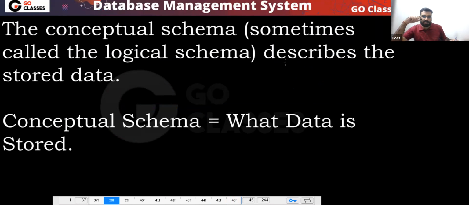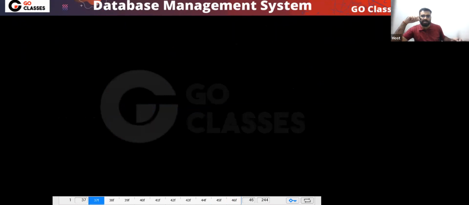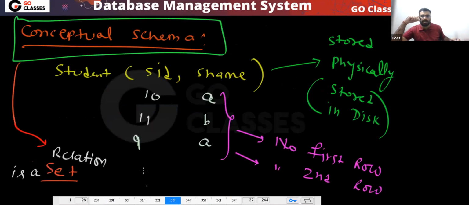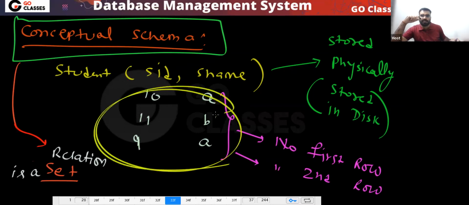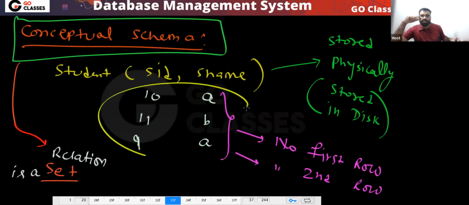Arnab is saying in the conceptual schema we are storing instances. No, conceptual schema is basically telling you what data types you are storing. Arnab, think logically. All these concepts, think logically. Conceptual schema will tell you what data you are storing. And this will keep changing. It is not a fixed thing. It will keep changing.